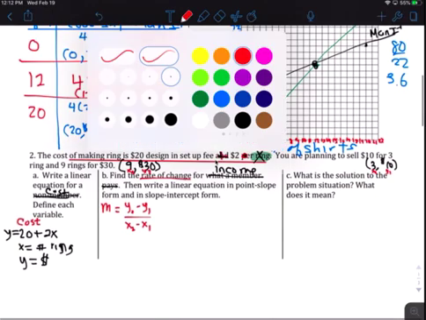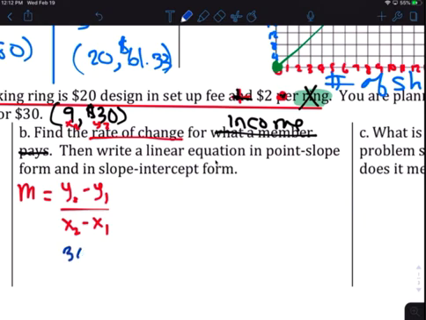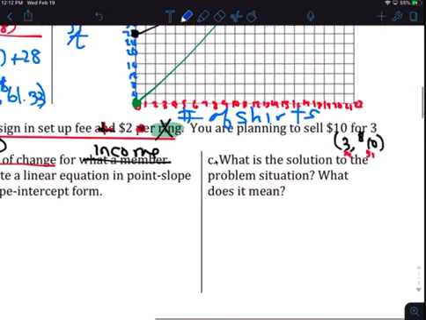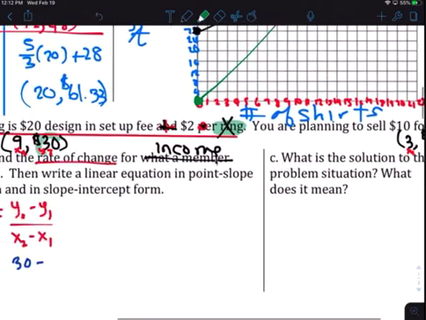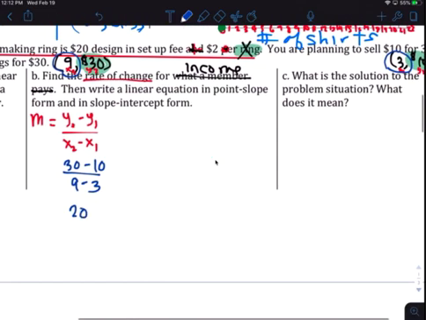Okay, y sub 2 is 30 minus y sub 1, which is 10. So it's this 30 and this 10 there, over x sub 2, which is this 9, minus 3. So it's 20 over 6, divided by 2. You get 10 over 3. That's the slope.